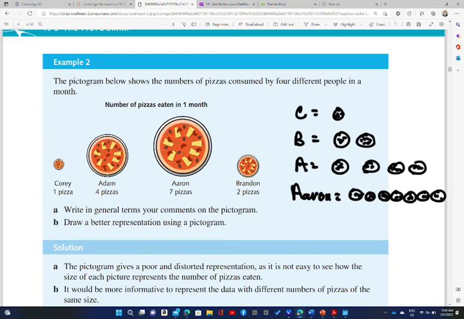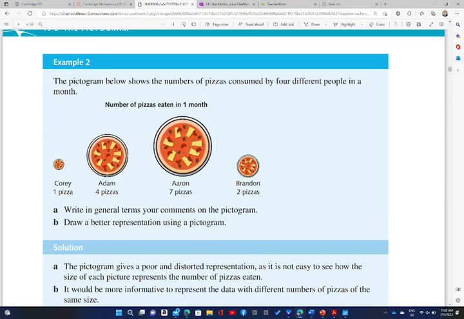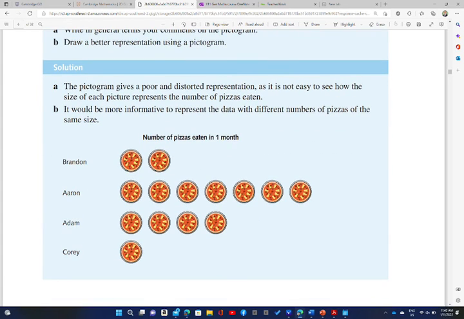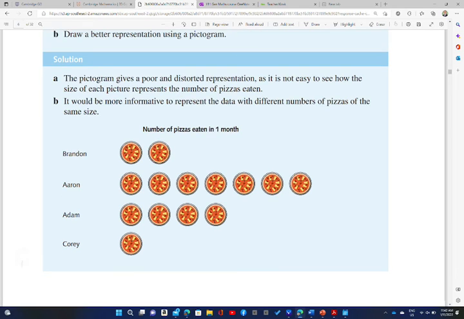So, super simple. Just draw the best drawings you can. Nobody is going to judge you by your drawings, but get the right number of them and put a key. What would my key be on that one? 1 pizza equals 1 pizza. All right. So you see, here we go. There's their drawing with the fancy ones. Okay?